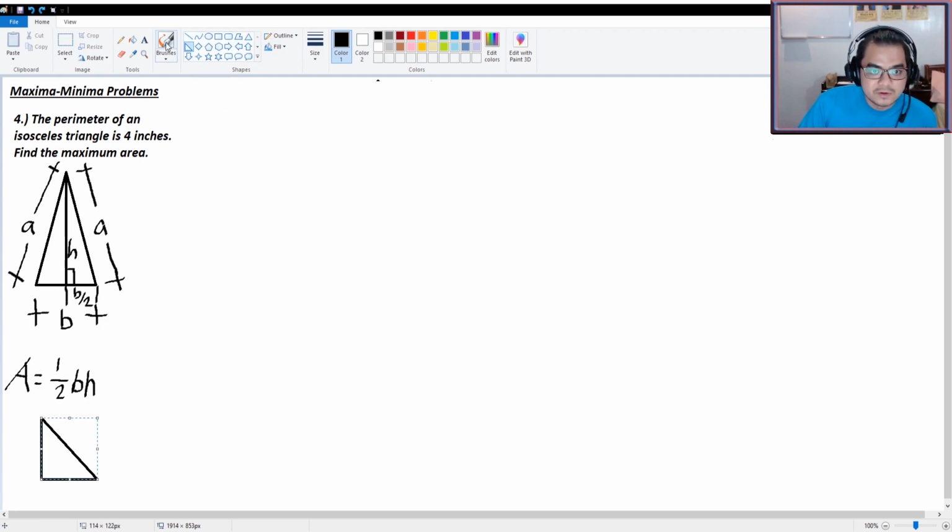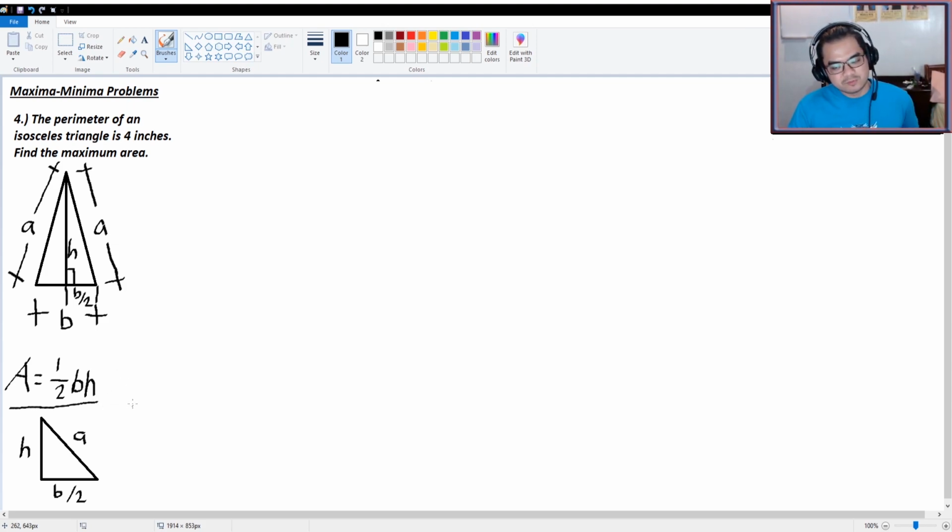And then you'll have, of course, this side is your A. I'm just rewriting this figure. This part, this triangle. This is your A, this is your H, and this is your B over 2. Okay? So again, this is your area, 1/2 BH, and this must be maximized. This must be max. Therefore, you have to perform derivative.